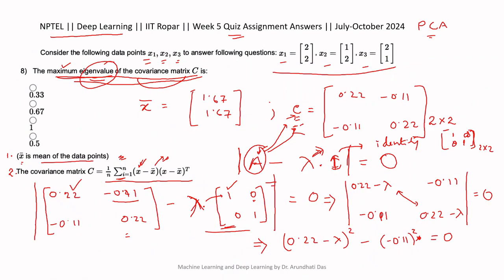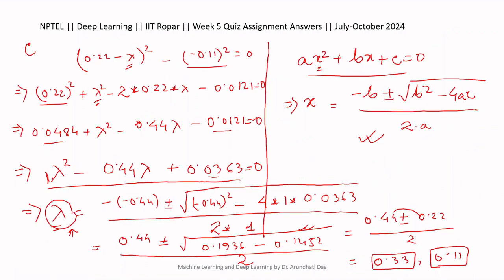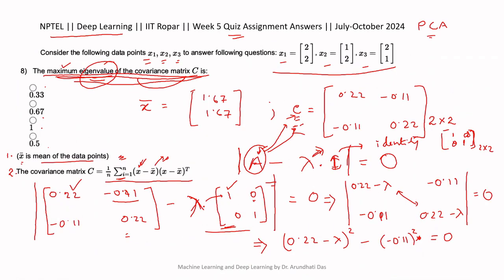So let us go back to the previous slide and see the available options for my question. The question is the maximum eigenvalue of the covariance matrix C, right? The options are 0.33, then 0.67, 1 and 0.5. From the values of lambda that I have got, 0.33 and 0.11, out of these two values, 0.33 is the larger or maximum value. So the correct option will be 0.33, option A. Thank you.